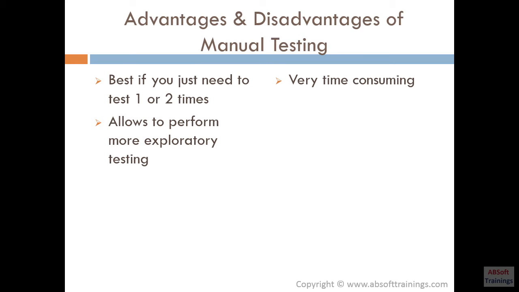Coming to disadvantages, running tests manually is very time consuming. This is the main reason why we want to go for automation, to save time and costs. Human mistakes may occur during testing, like entering wrong input values or wrong comparison results.